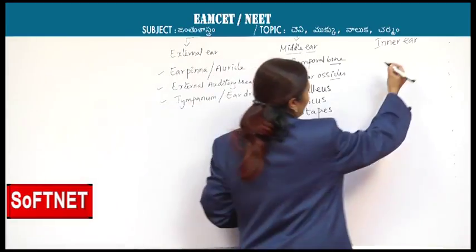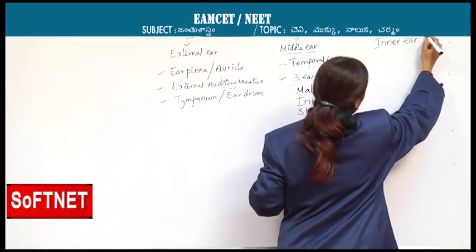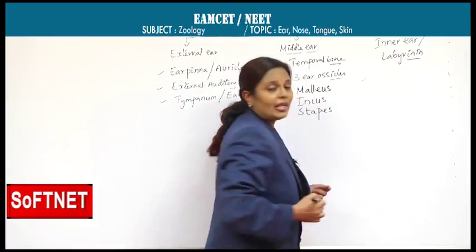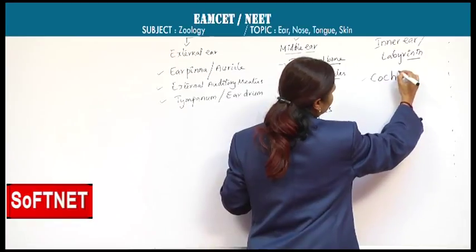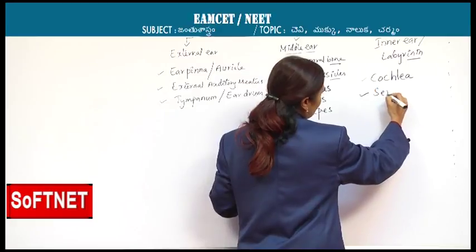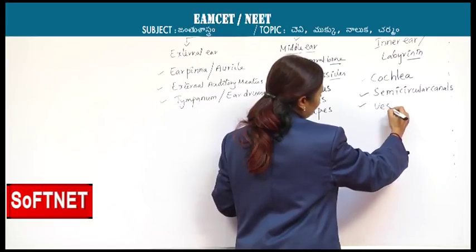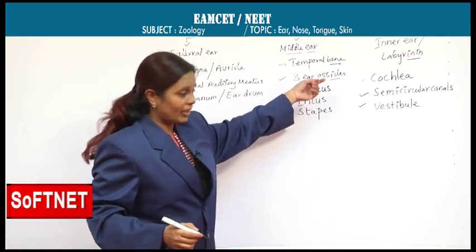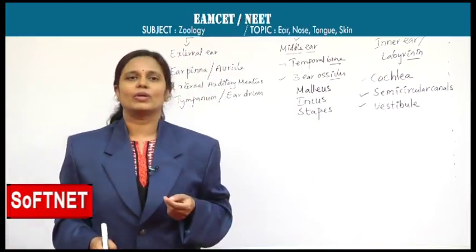Next, it's about the inner ear. Inner ear is otherwise called labyrinth. Now, this inner ear in turn has three parts. What are they? Number one, it is cochlea. Number two, it is semicircular canals. And number three, it is vestibule. So, the three parts of the inner ear are cochlea, semicircular canals and vestibule.